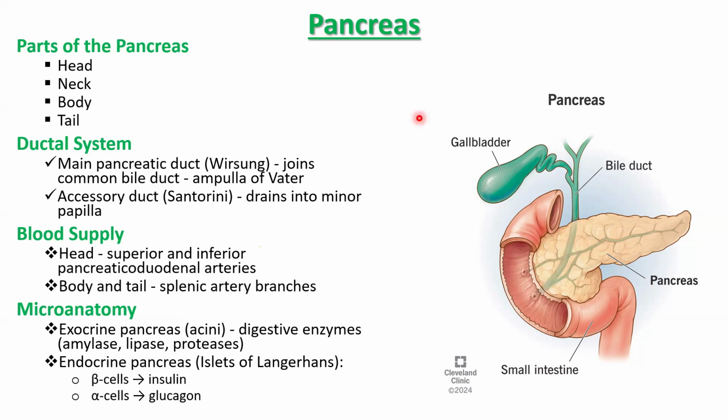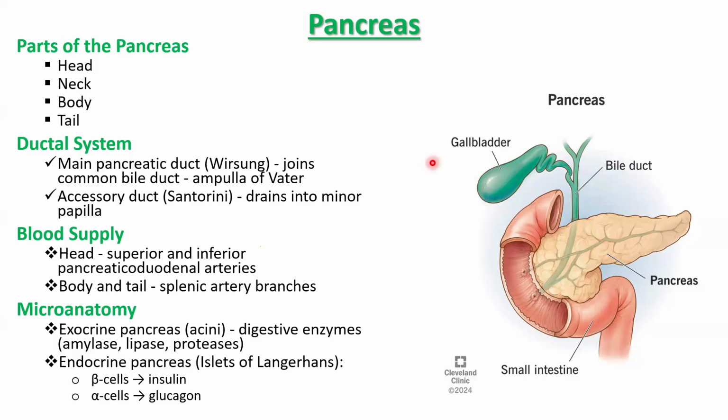So what are the parts of the pancreas? As you can see, you have the head, which is this. You have the neck. This is the neck of the pancreas. This is the body of the pancreas. And then you have the tail. Also, you usually have an uncinate process. You have an uncinate process of the pancreas that is here, and you can see it's actually on this second part of the duodenum.